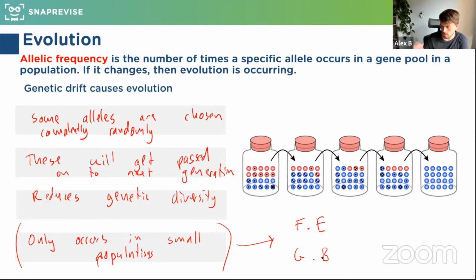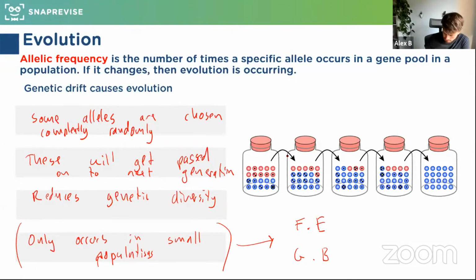So if you've got a small population, just due to random chance, maybe you've got individuals with a certain allele, and just due to random chance, bad luck, none of those individuals successfully managed to reproduce. In one generation, we've just lost that allele. Again, it can't be a disadvantageous allele. In that case, it would be natural selection. It has to just be random. They don't reproduce. That allele is gone from the population. So the genetic diversity has been reduced.